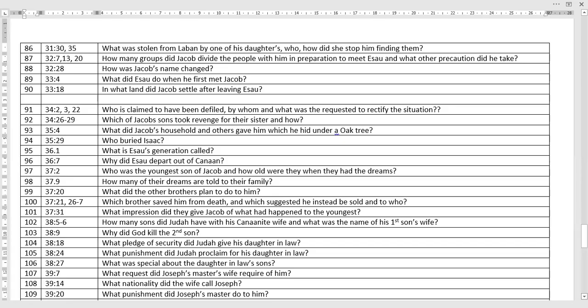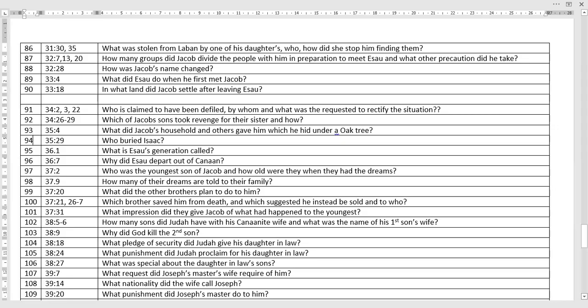Question 93. What did Jacob's household and others give him which he hid under the oak tree? 35 verse 4. And they gave unto Jacob all the strange gods which were in their hand, and all their earrings which were in their ears, and Jacob hid them under the oak tree which was by Shechem. So I told you, they were idol worshippers, but they changed, they eventually became the nation of Israel.